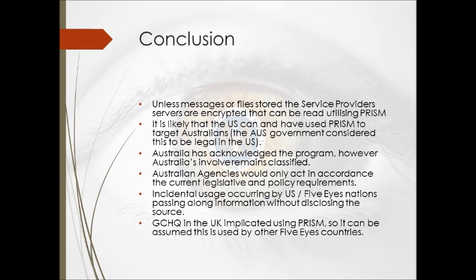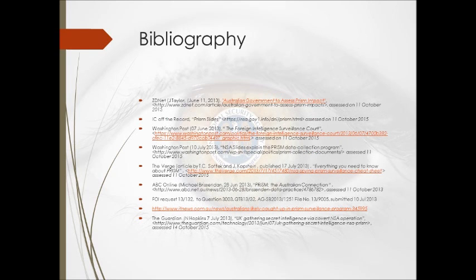The Australian government has indicated that they believe that the current legislative and policy requirements for surveillance within Australia will protect Australians. Incidental usage has been occurring by the US passing on information to Five Eyes nations without maybe disclosing the sources if they believe there's a threat against that country. GCHQ in the UK has been implicated for using PRISM to bypass their own surveillance laws, so it's easy to assume that other Five Eyes nations will have access to the program and have been using it against foreign targets.